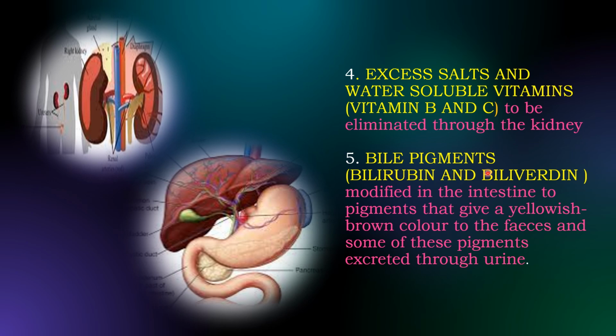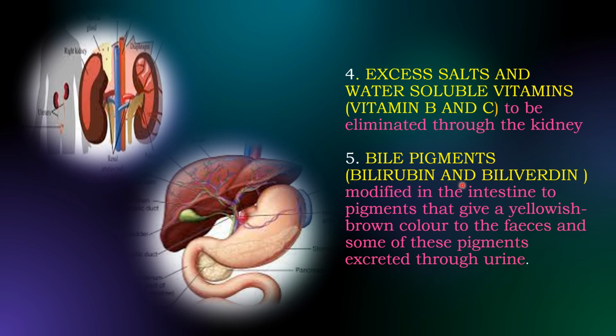The next one, bile pigments. Some amount of bile pigments is eliminated through the intestine, and it is also excreted through urine. What are some examples of bile pigments? They are bilirubin and biliverdin. These are very important bile pigments.